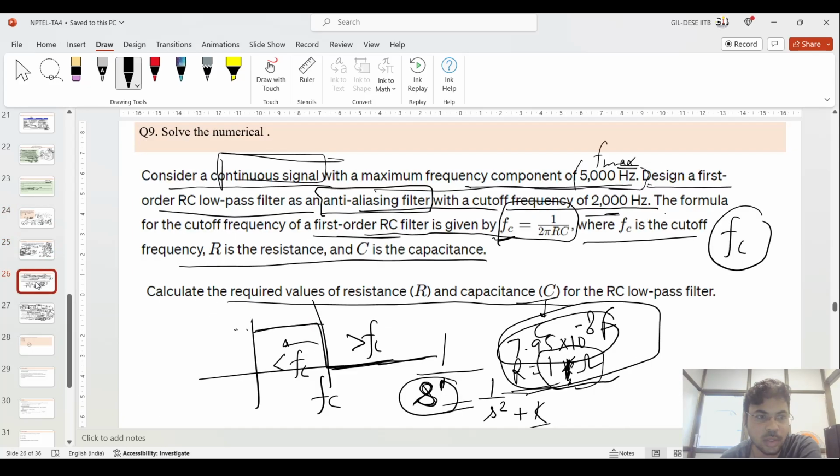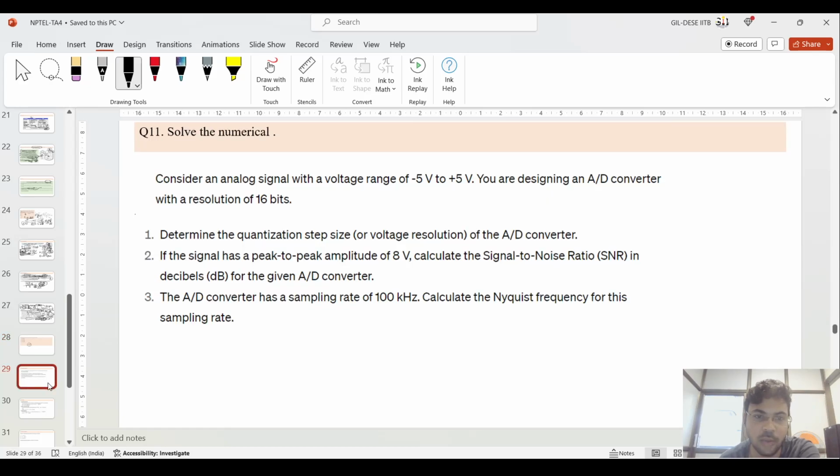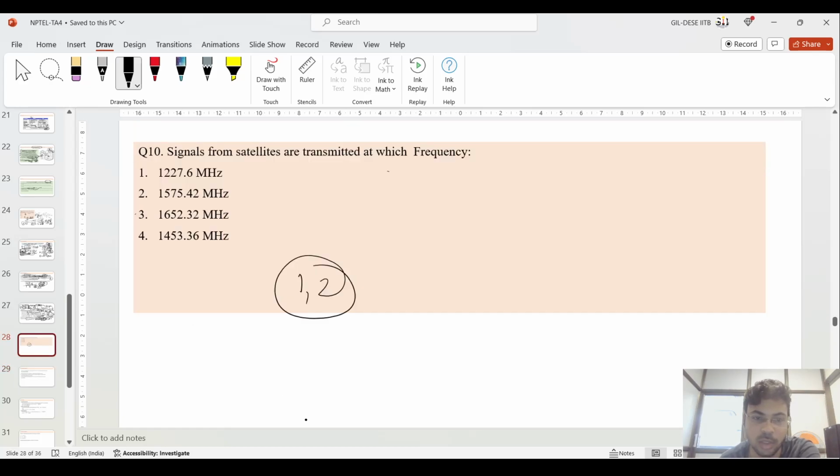Okay, message frequency here in the last question, what I have told you, the message frequency is 5000. The maximum frequency is 5000 Hz, but the cutoff frequency is 2000 Hz. So you have to design the filter with that cutoff frequency. Maximum frequency you should not give; this message frequency you should not take into consideration for designing.